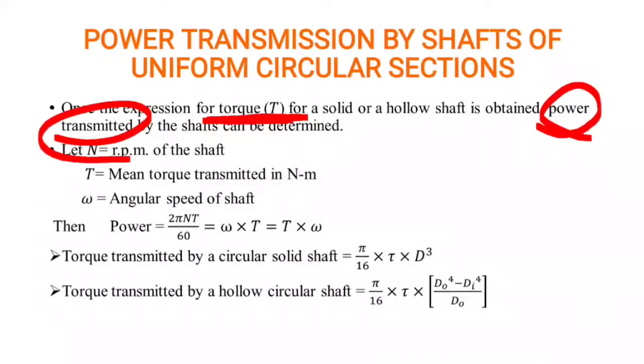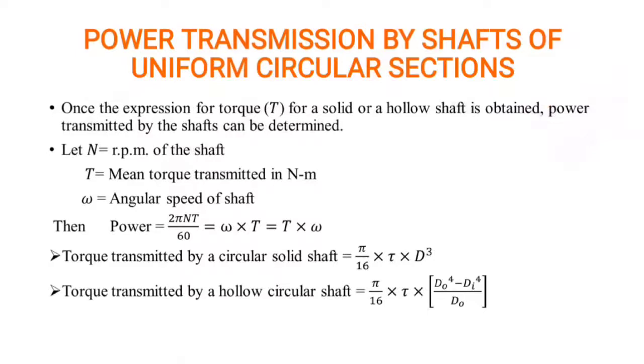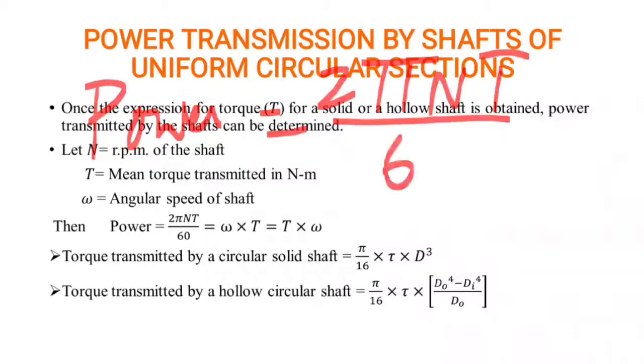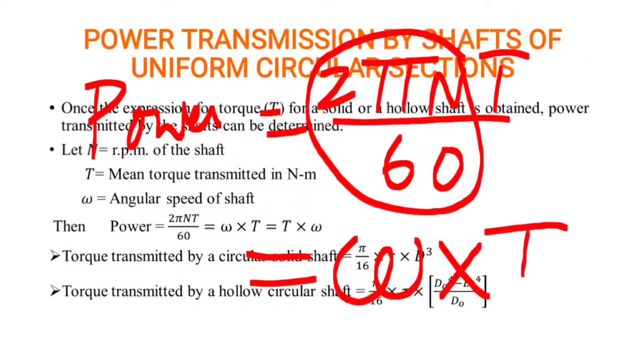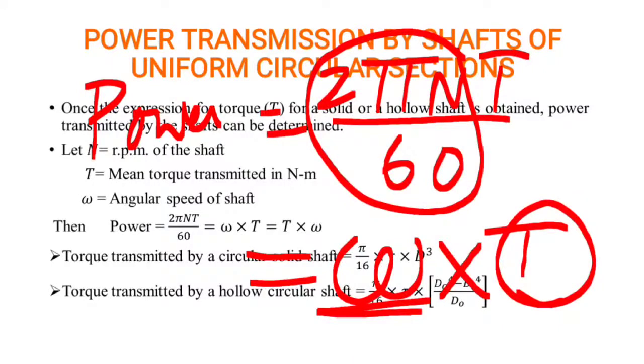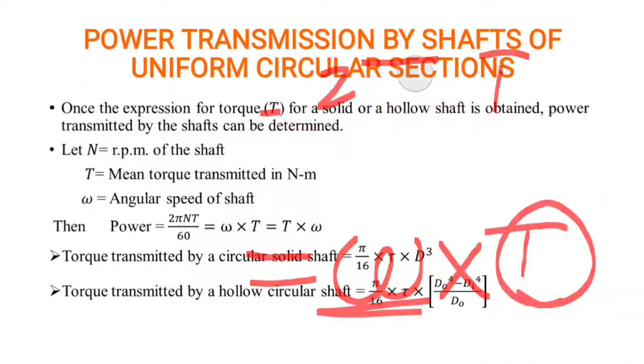The actual formula for power transmission is: power transmission equals 2 pi N T divided by 60. This 2 pi N divided by 60 is omega, so power is omega into T. This T is the mean torque transmitted in Newton meter. Omega is the angular speed of the shaft. N is the rotation per minute, the RPM of the shaft. This is the basic power formula.